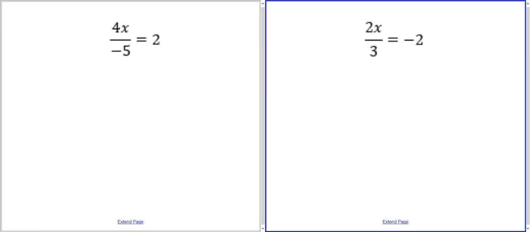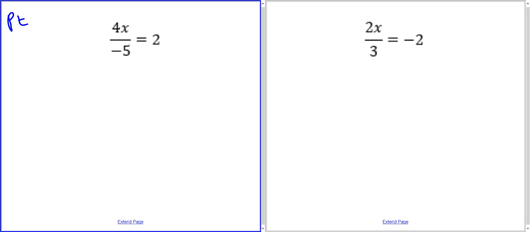So here's some examples. So 4x divided by negative 5 equals 2. So remember, when solving, we use the order of operations backwards. So remember, that's parentheses, exponents, multiplying, dividing, addition, subtraction. We use that actually backwards. So we start with addition, subtraction, then we undo multiplying and dividing, and then we undo exponents and then parentheses.